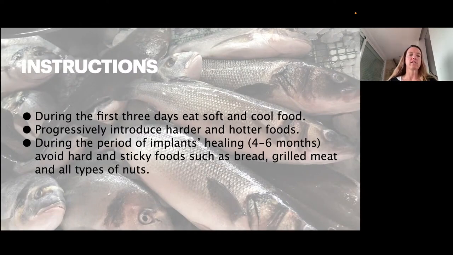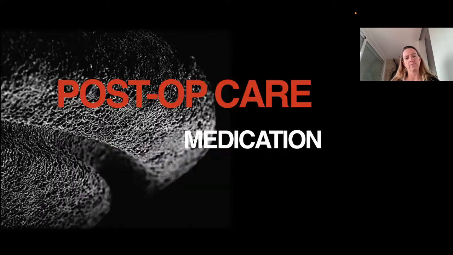Also very important in terms of nutrition, during the first 3 days to eat more soft and cold stuff, and progressively introduce harder and hotter foods. During the period of implant healing, the first 4 to 6 months, try to avoid, especially for the all-on-4s, hard and sticky foods such as bread, grilled meat, and all types of nuts.